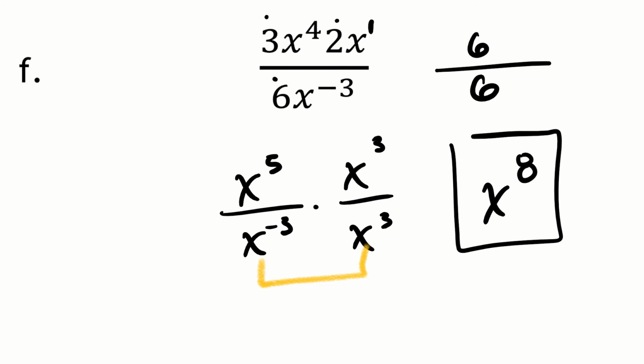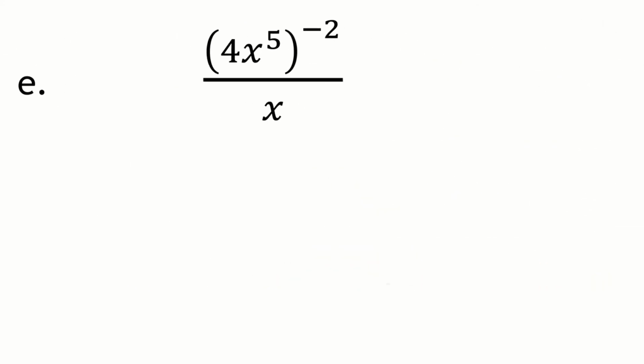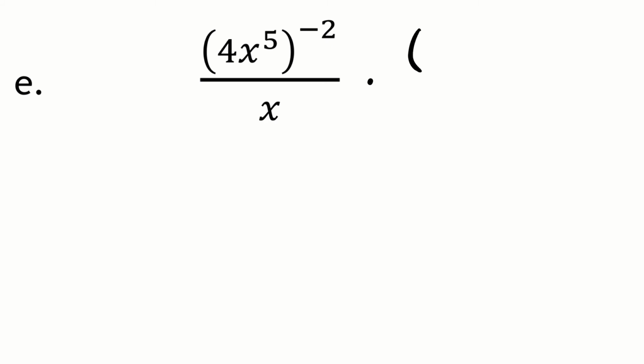And that was f. And I realize now that I skipped way back over here, part E. So let's go back and look at part E. In part E, I don't like raising something to the negative 2nd power in the numerator. The possibility of me making a mistake is high.